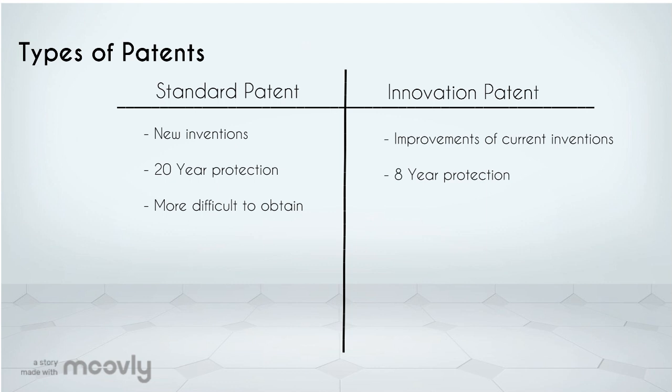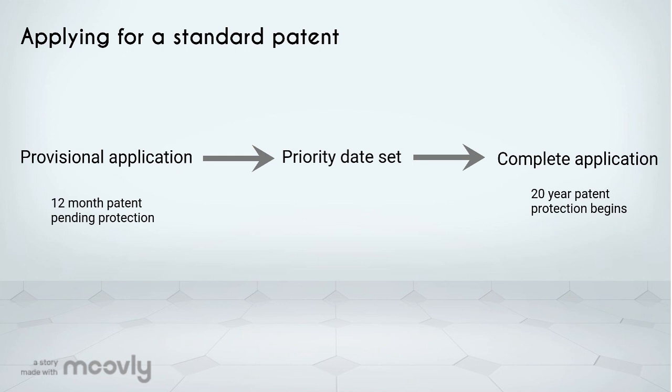A few examples of patented products are ballpoint pens and rubber horseshoes. In Australia, there are two types of patents: a standard patent, which provides protection up to 20 years, and an innovation patent, which provides protection up to 8 years. Generally, standard patents are assigned to new inventions, whilst innovation patents are used for improvements to existing technologies.